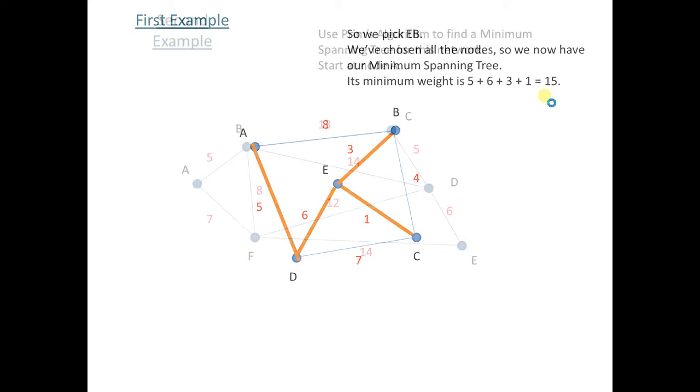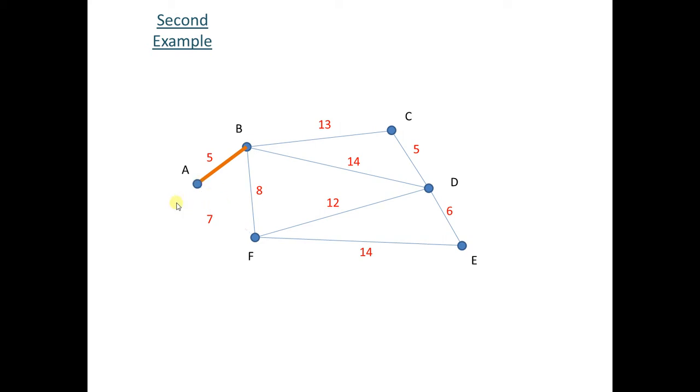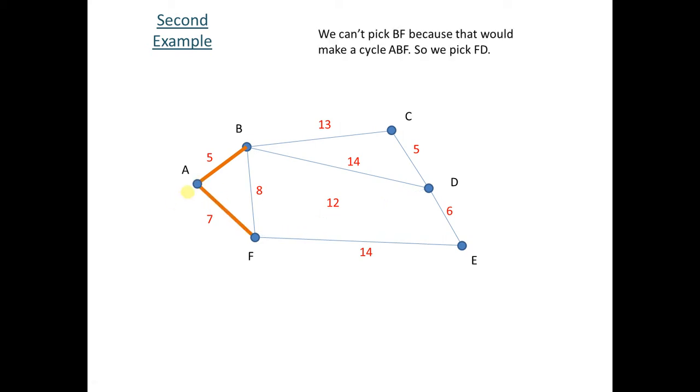Good, let's try another example. We'll start at node A. There's two arcs coming out of it. The one with the smallest weight is the 5, so you pick that one. Now the arc with the smallest weight coming out of A and B is this 7, so choose that one. Now look at nodes B and F. The arc with the smallest weight coming out of B and F is this one here, of weight 8.